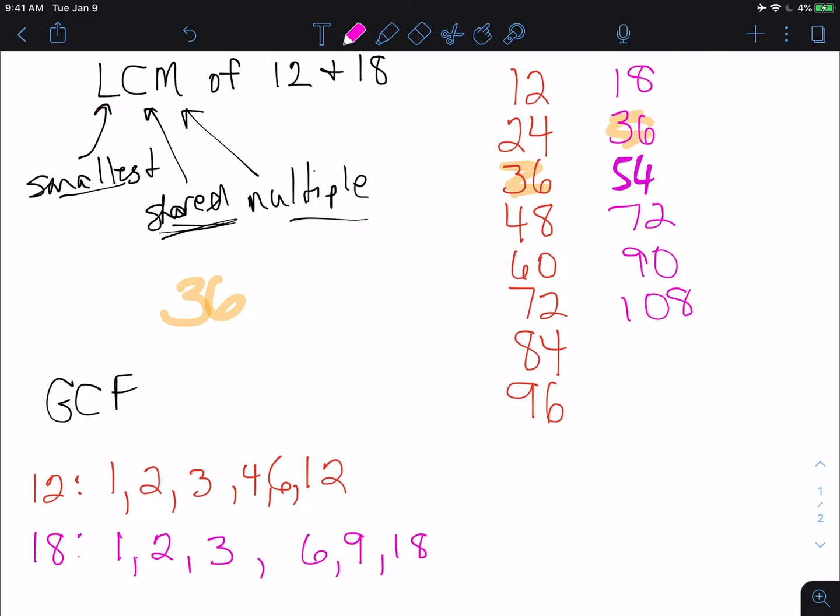And those are all of the ways that you can multiply and get 18 using whole numbers. So now the greatest common factor is the largest shared number in those two lists. So they have lots of factors in common. They both have a 1.